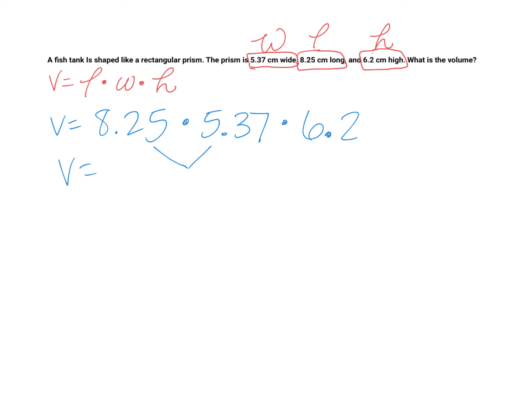Let's calculate our 8.25 times 5.37, and we're going to get 44.30. Now, I know there's some other numbers that come after that, but we're just going 2 decimal places past the whole number. So that's how I got my 44.30. Then we're going to bring down our multiplication sign and our 6.2. Okay, continuing on, multiplying that 44.30 times 6.2.